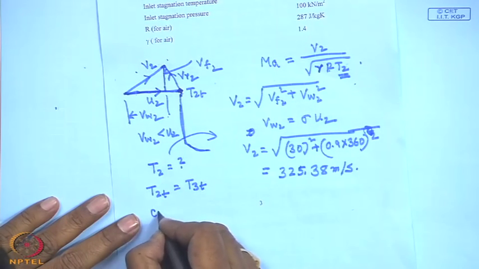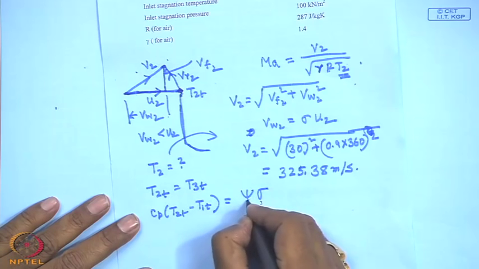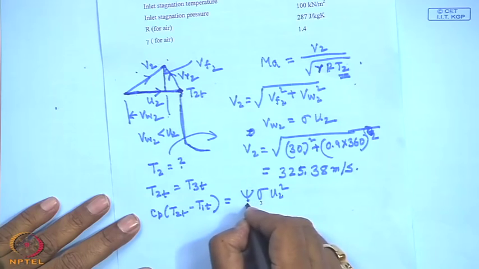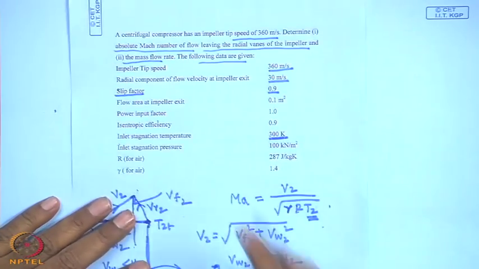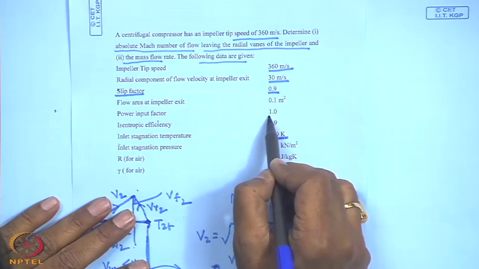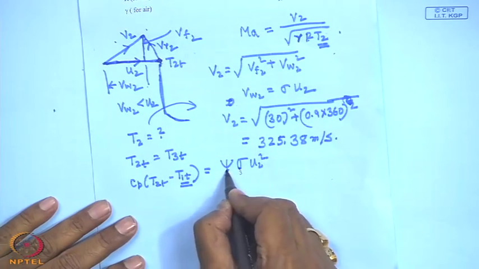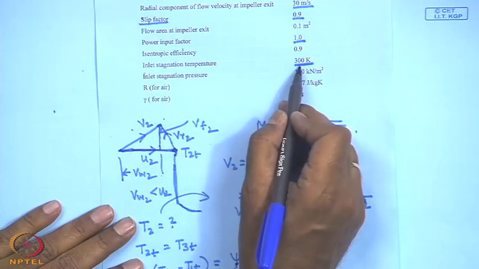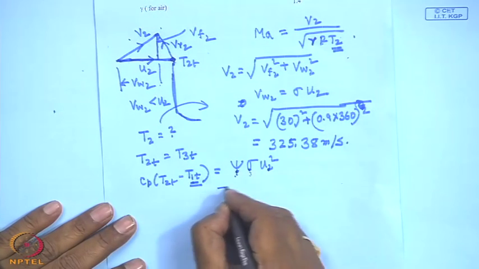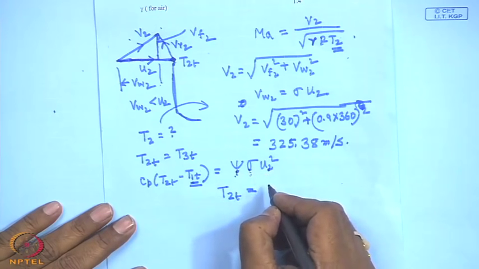And we know that Cp into T2T minus T1T, that is the work done, is equal to psi sigma U2 square. Now here you see T1T is given, because the inlet stagnation temperature 300K is given. Psi, the power input factor, is given as 1, slip factor sigma is given as 0.9, and U2 is given as 360 meter per second. So, everything is given except T2T, and if you calculate, T2T will be 416K.